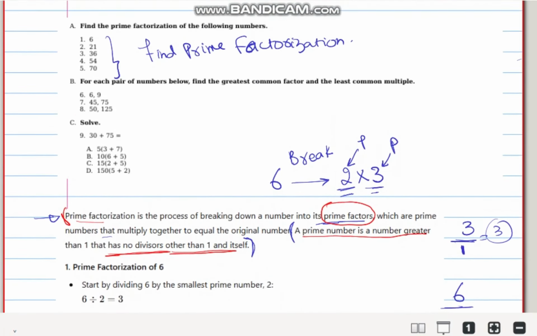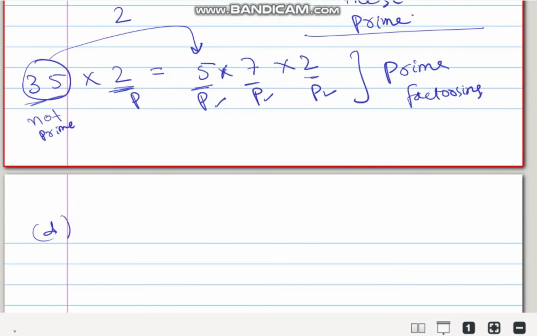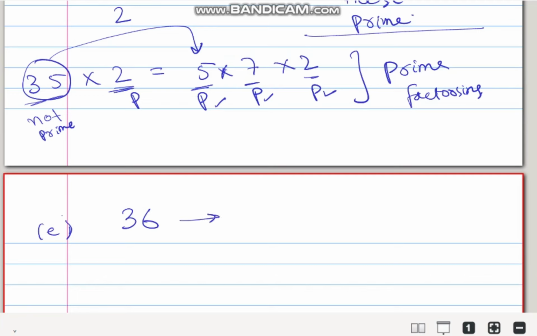Now there is a question, which is 36. All students, please do the prime factorization for 36.